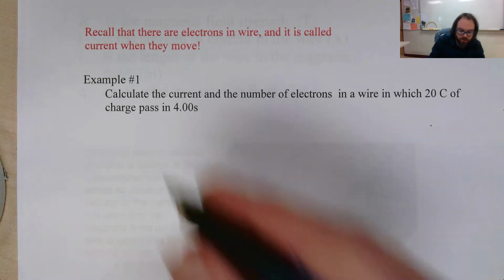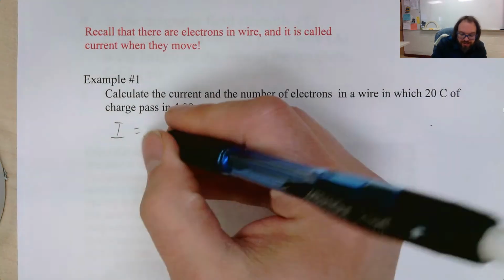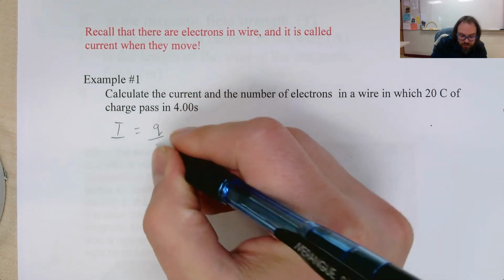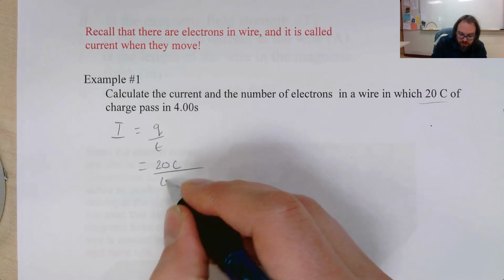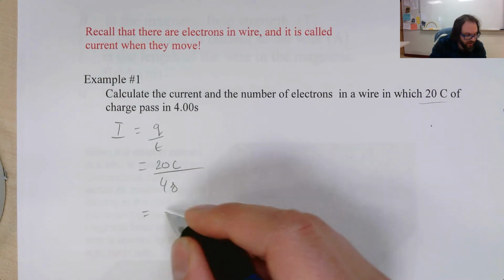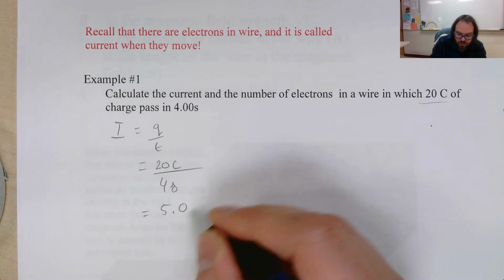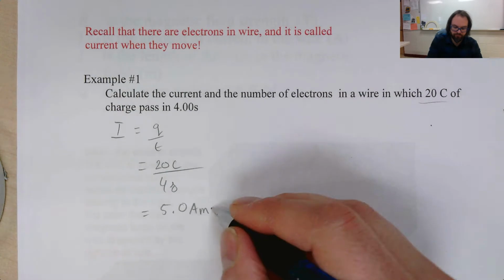So let's first find my current. If we remember, my current is my movement or my speed of charge. So it's coulombs divided by time, which is the same thing as 20 coulombs in this case divided by 4 seconds, which will end up giving me 5.0 amps. So now we found my amps.